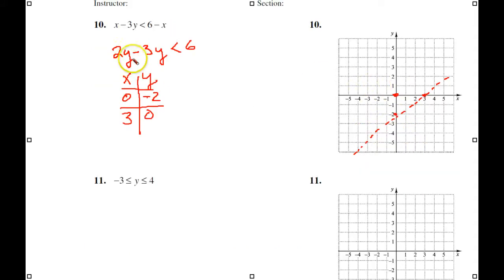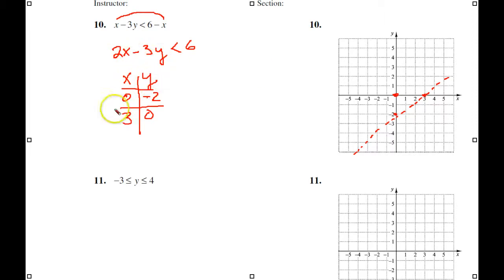In this next one, notice it's kind of in a funny form, so I'm going to transpose that. It becomes then a 2x. See, I have a little error there. That's better. So now I'm using my special t-chart because it's in standard form. If x is 0, y is a -2. If y is 0, x is a 3. And it's a dotted line because of the inequality sign.